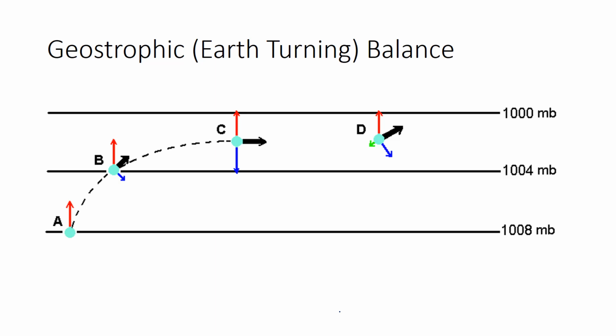Called geostrophic balance. Geostrophic means earth turning, and then balance is obviously balance. This is a balance between the pressure gradient force and the Coriolis force. So here's what happens. This is a little bit more complicated than the map that I showed you a few moments ago, but really the same idea is here.